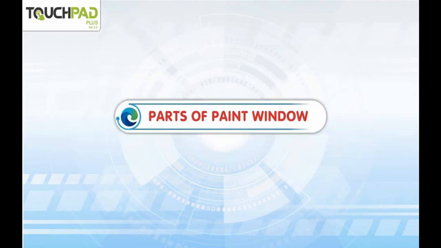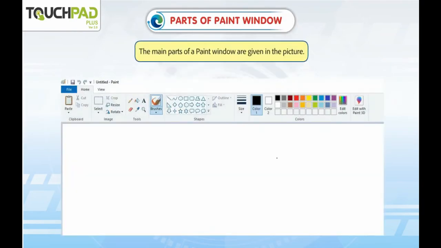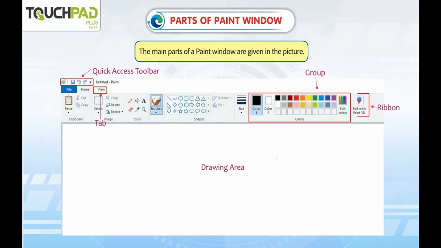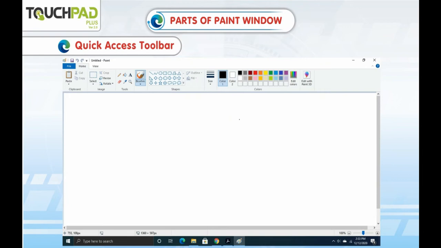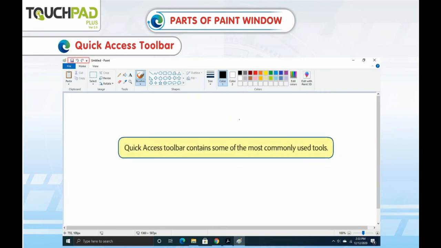Parts of Paint window. The main parts of a Paint window are given in the picture. Quick access toolbar, tab, group, drawing area, ribbon. Quick access toolbar. Quick access toolbar contains some of the most commonly used tools.